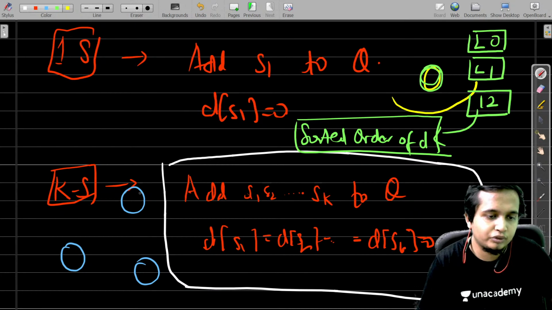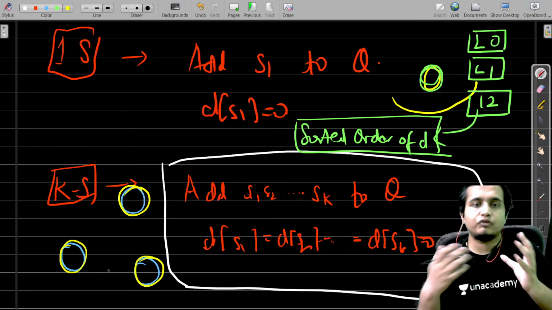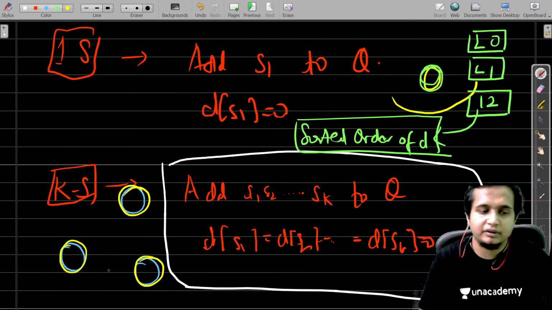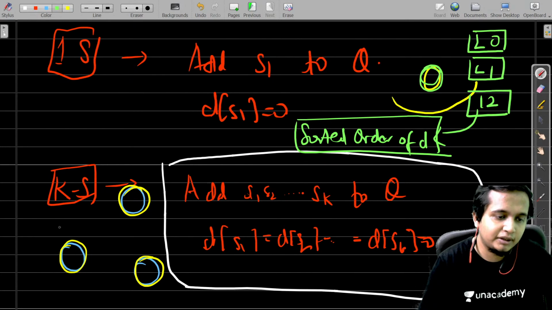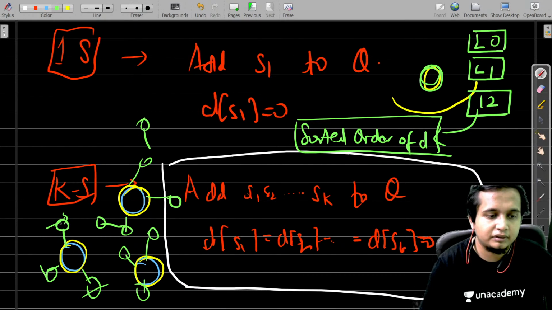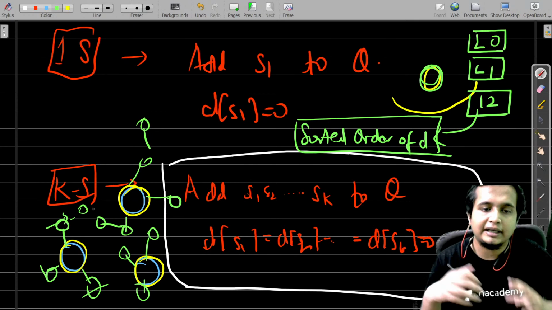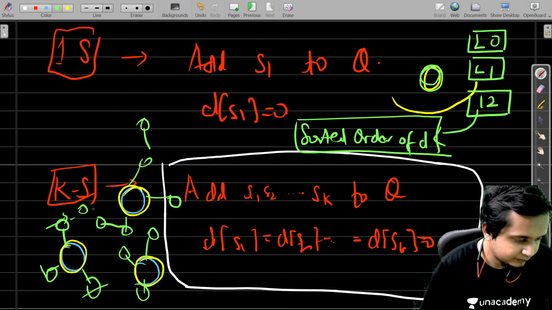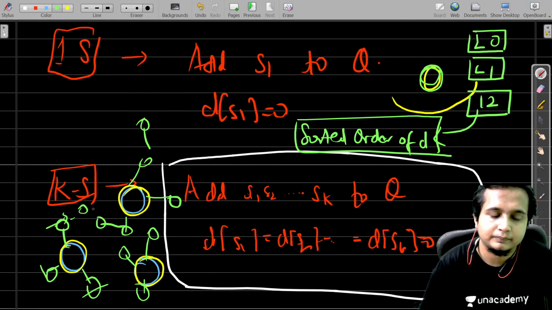Suppose these are our source nodes, so I would add them to my queue, and again the nodes would be traversed in sorted order of distance. The first nodes that would be inserted would be those nodes that are connected to these nodes, and their distance would be marked as 1. Then the next set of nodes would be marked as 2. So that is how it is working. Is it clear now?